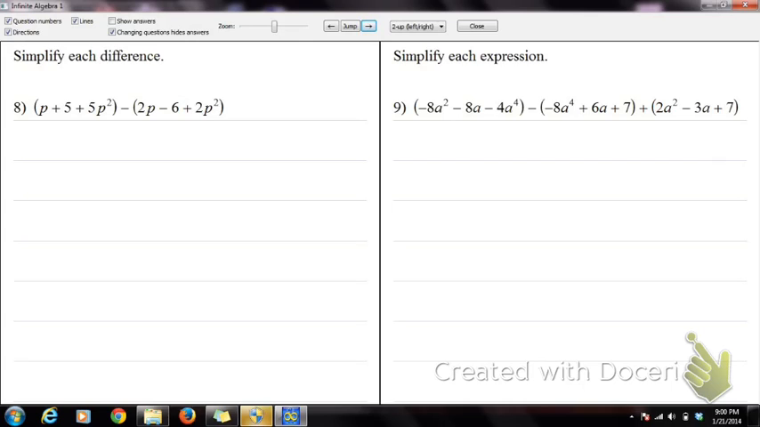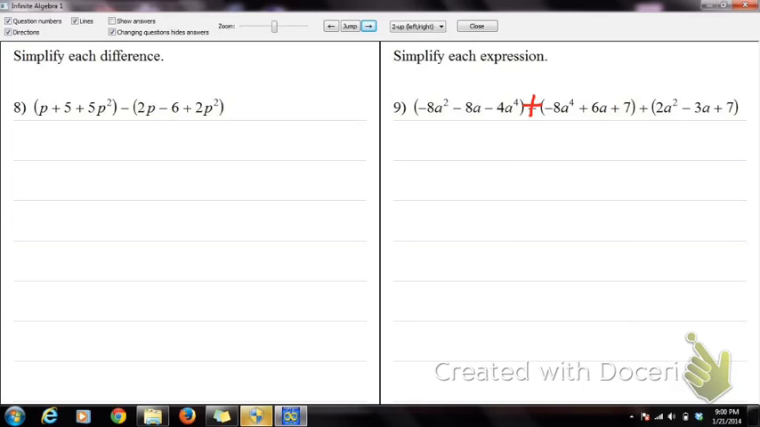Number 9 is a perfect example because it involves multiple steps and multiple polynomials. Looking at the subtraction sign in between the first and second polynomial, we need to change that to an addition sign, which means we need to change everything that follows.